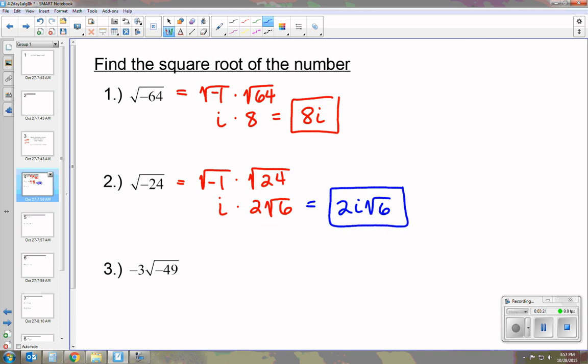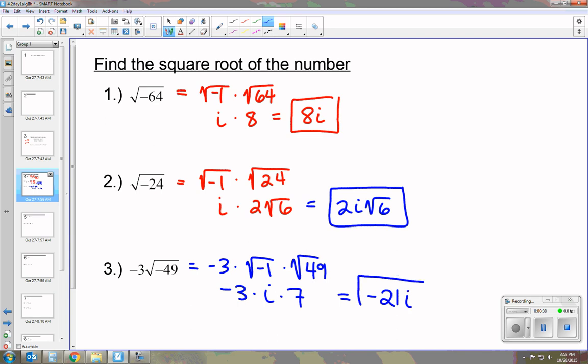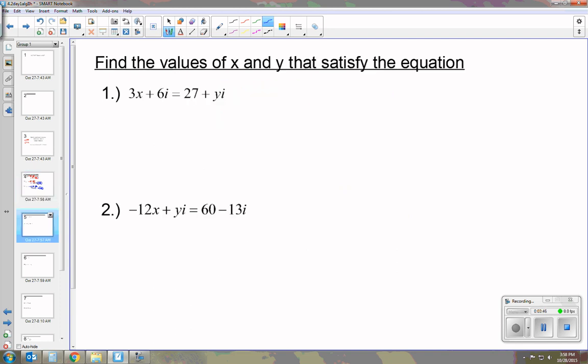And the very last one, we're going to break up again. -3 times the square root of -1 times the square root of 49. So we now have -3 times i times 7. We can multiply the -3 and 7 together to be -21 times i. So we can now simplify square roots that have a negative in the radicand. All right, let's move on.